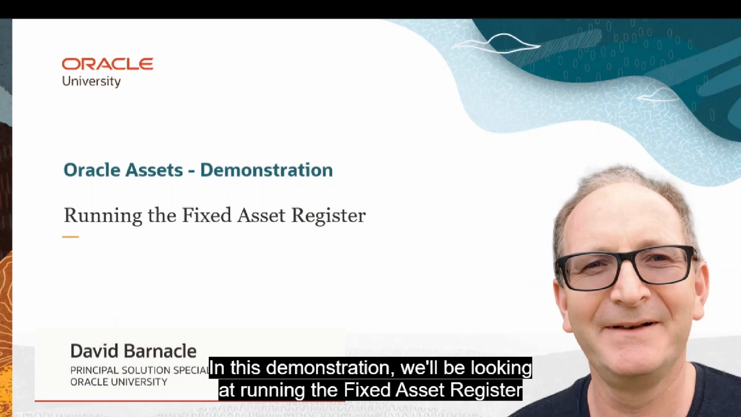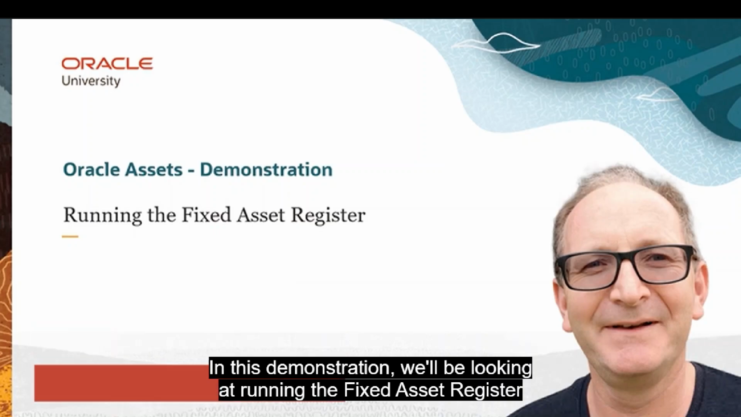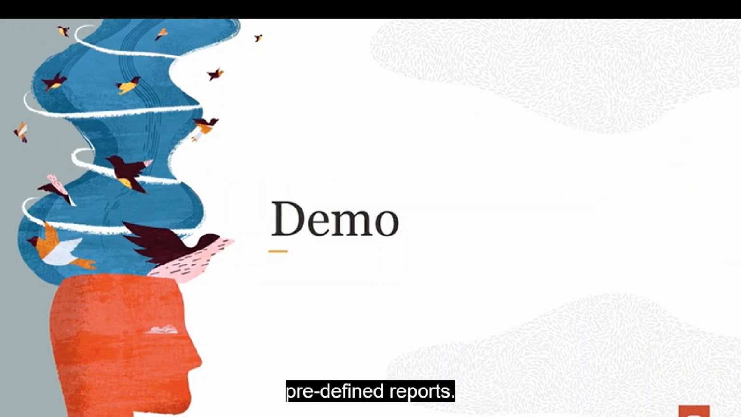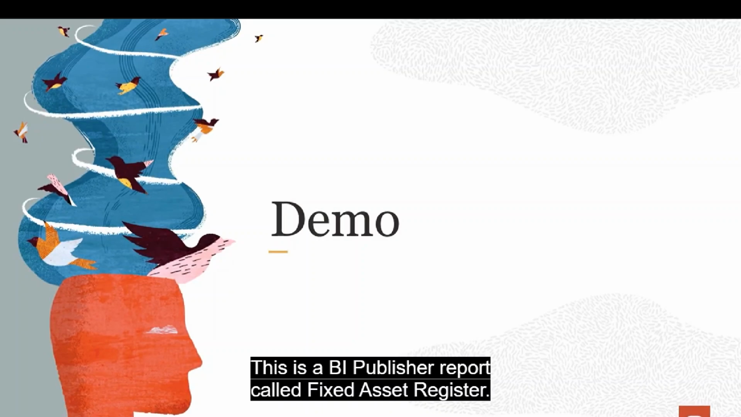In this demonstration, we'll be looking at running the fixed asset register report. So for the demo, we're going to pick on one of the popular fixed asset predefined reports. And this is a BI Publisher report called the Fixed Asset Register.